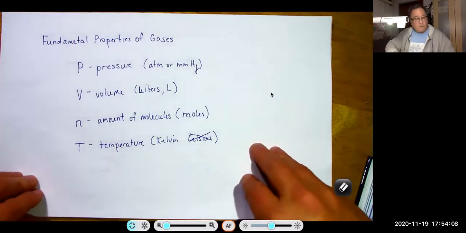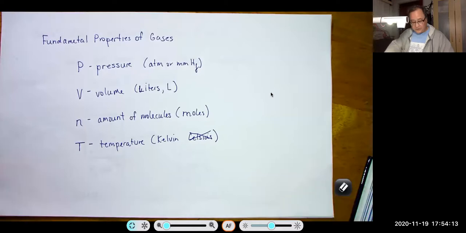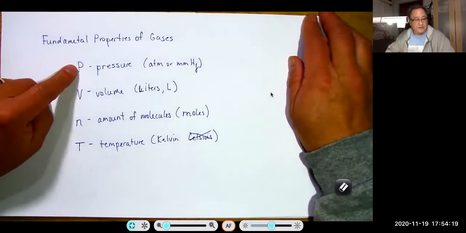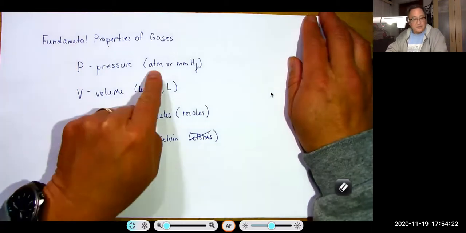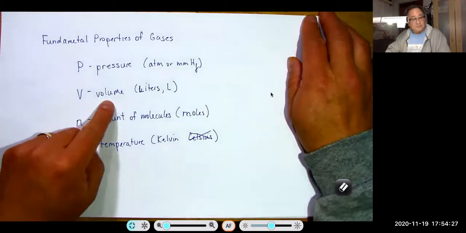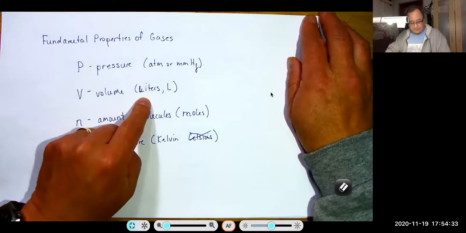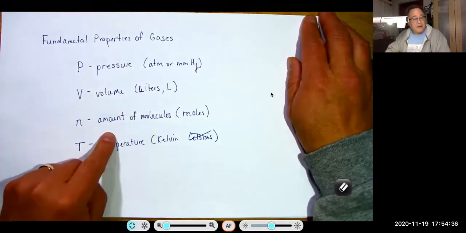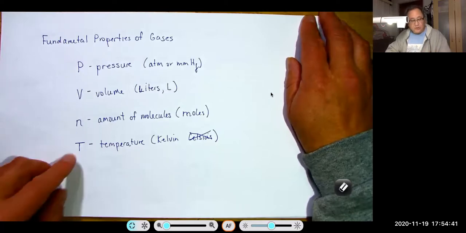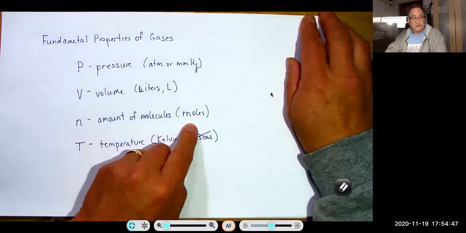So there are 4 fundamental properties of gases that we want to understand and know how to use. One is pressure. The uppercase P is the variable we use for that, and it's measured in atmospheres or millimeters of mercury. We've already been introduced to that. Another one is volume. We use an uppercase V for that, and it's measured in liters. Another thing we want to know is the amount of molecules, the amount of gas molecules. That means how many. We use the letter N to denote that, and it's measured in moles.